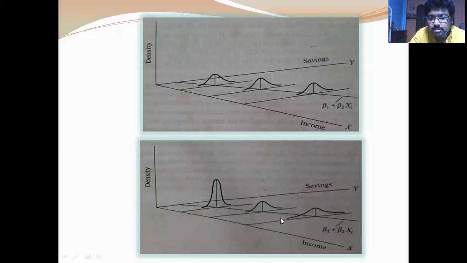So the variance is flatter here, and here you can find the variance is not flat, because when income is low, there are minimum options for savings. So this represents such a situation, but in this case, as income increases, the variances are the same. So this is homoscedastic, and the error is homoscedastic here, and here it is heteroscedastic.